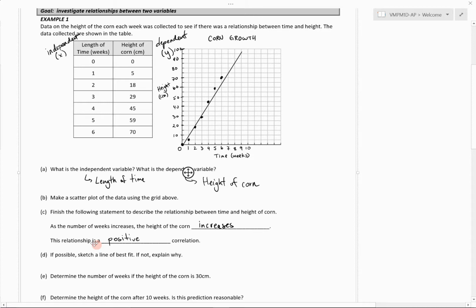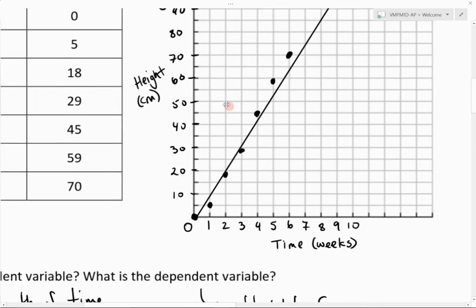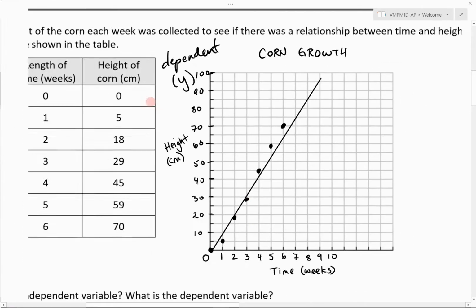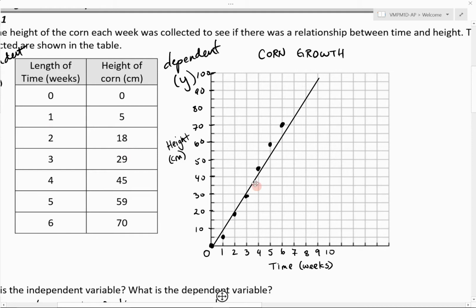Part E, determine the number of weeks if the height of the corn is 30 centimeters. So at 30 centimeters, let's zoom in back on our graph. We don't have a data point here. There's no data point on my table. Height of corn. Where's my 30? 29 is not exactly 30, although it's a good estimate. I'm going to use my line of best fit. So at 30, we're going to our line, and it looks like we reach about 3 weeks approximately. So, about 3 weeks, you get 29 centimeters. A tiny bit over 3 weeks might get you to 30.